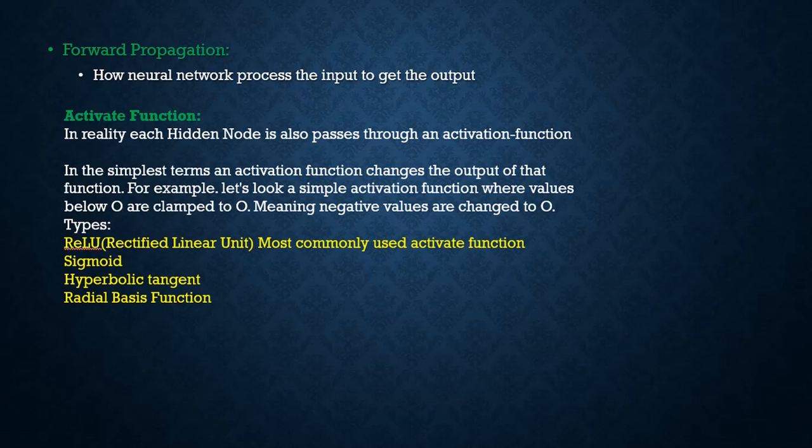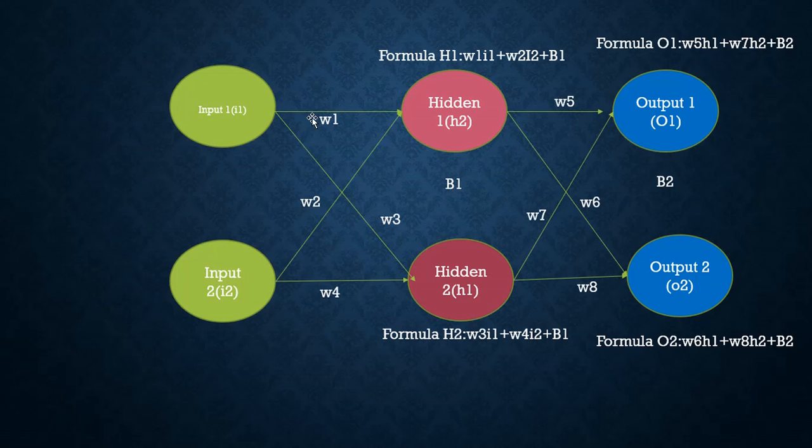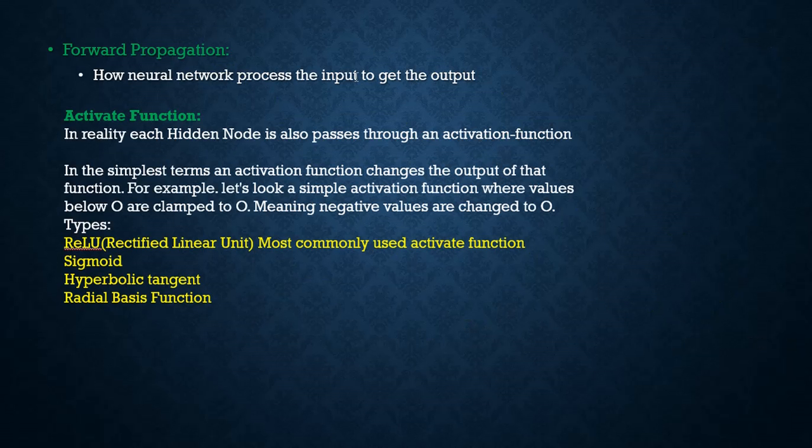Okay, here I have given a simple definition for forward propagation and then the activation function. Forward propagation, as I said earlier, is when the neural network processes the input to get the output. It means we get the input and it shows the output. That is called forward propagation. That's what I defined here.